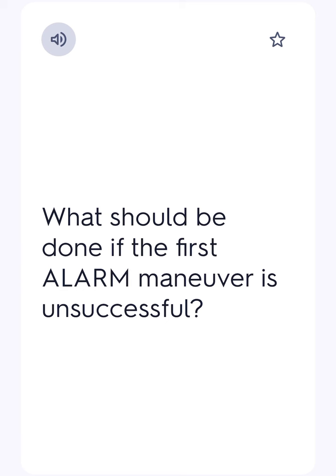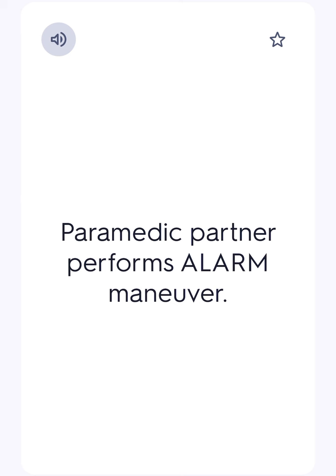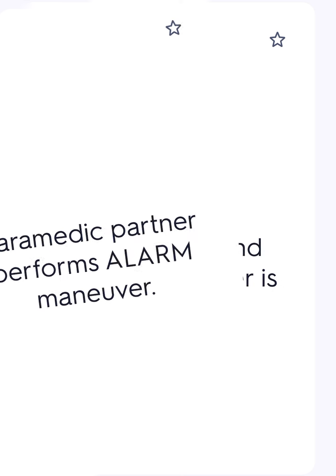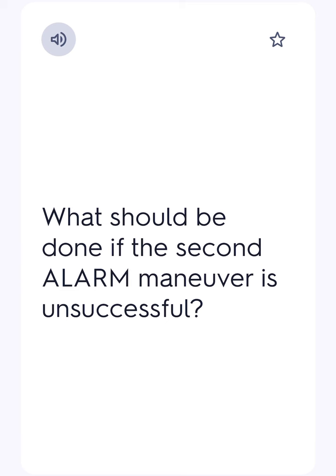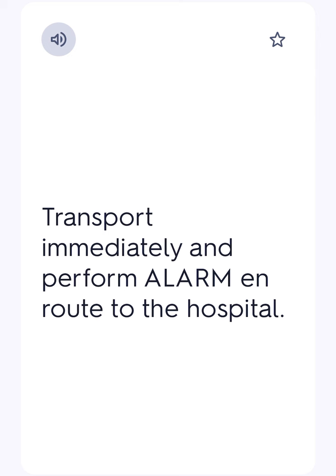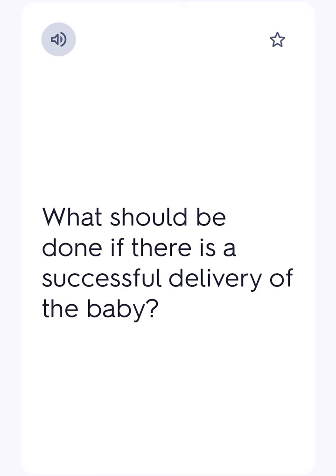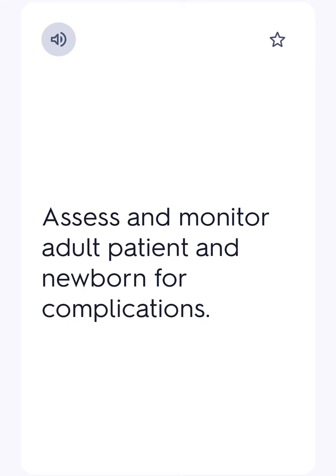What should be done if the first ALARM maneuver is unsuccessful? Paramedic partner performs ALARM maneuver. What should be done if the second ALARM maneuver is unsuccessful? Transport immediately and perform ALARM en route to the hospital. What should be done if there is a successful delivery of the baby? Assess and monitor adult patient and newborn for complications.